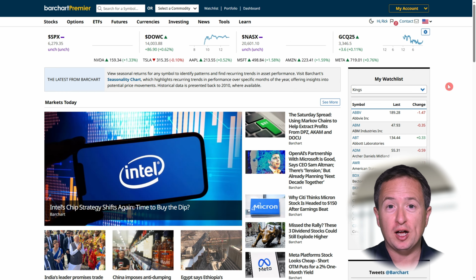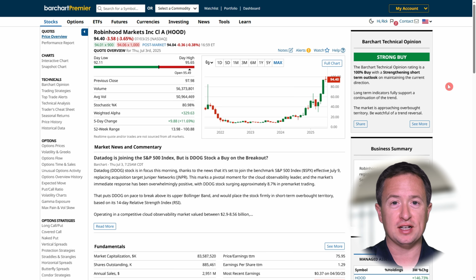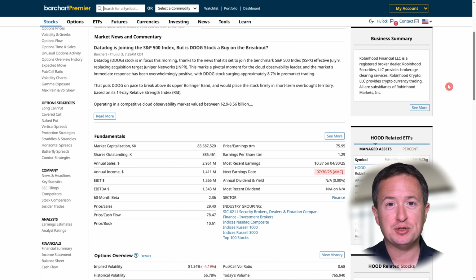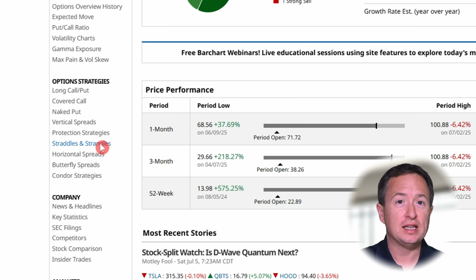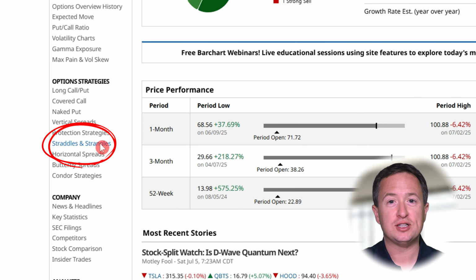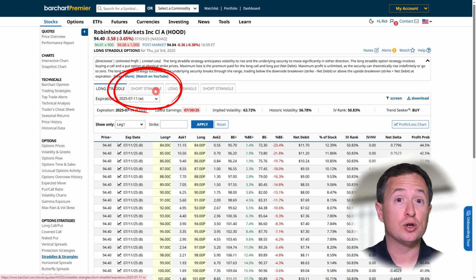Once on the stock's profile page, you'll see all of the details of the stock, including fundamental snapshots, analyst reviews, and more. For now, let's move to the left-hand side and click Straddles and Strangles. Then, click the Short Straddle tab.